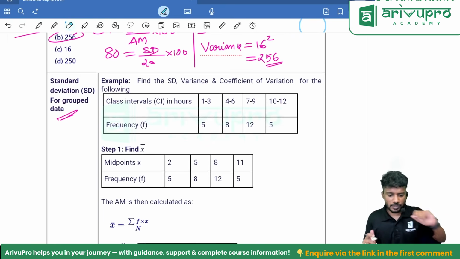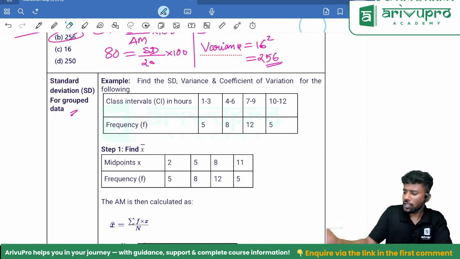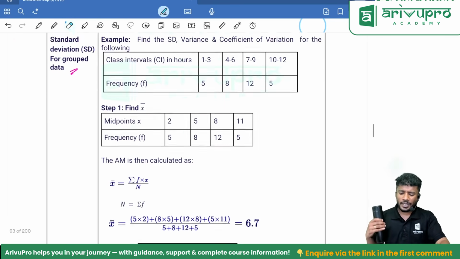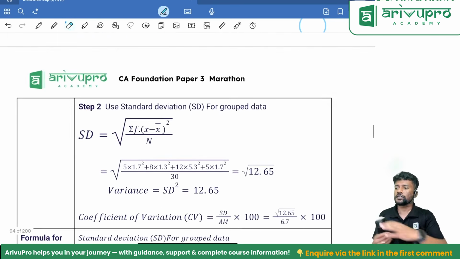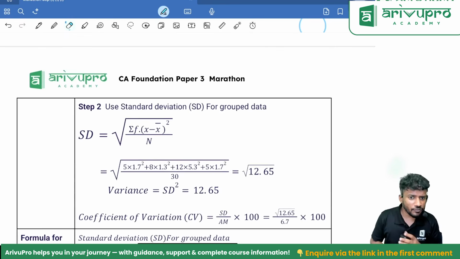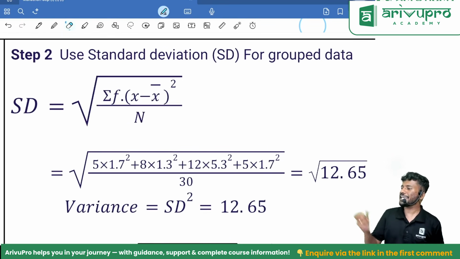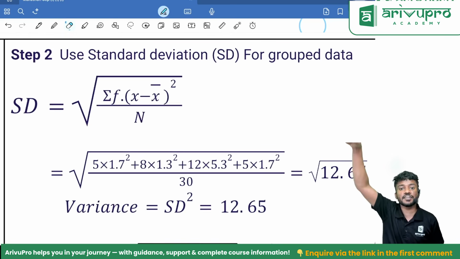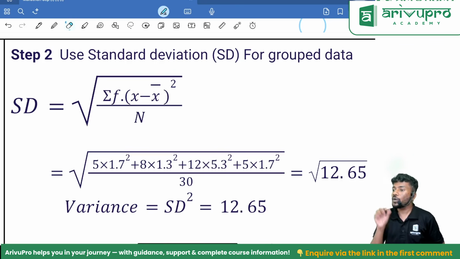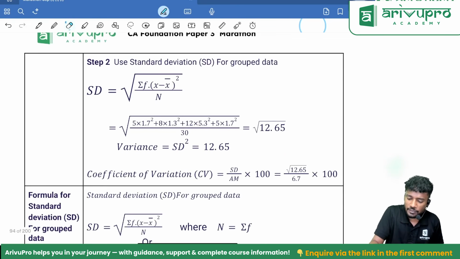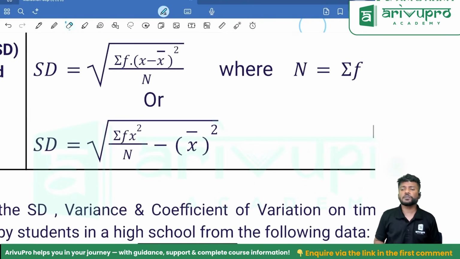The next one is standard deviation for grouped data. The formula will change a little. One more frequency term will come into the picture. Just like mean deviation, there it was sigma f into modulus of x minus x bar. Here it will be sigma f into x minus x bar the whole square, or another formula: sigma f into x square divided by n minus x bar the whole square.